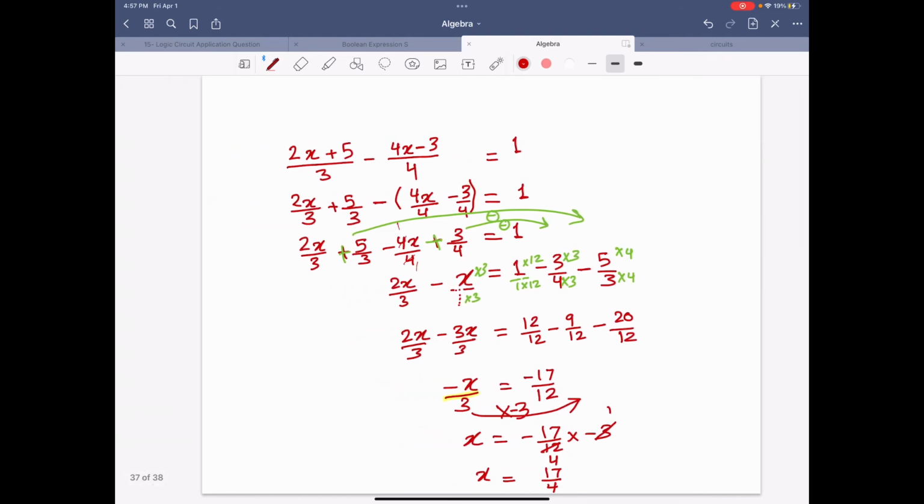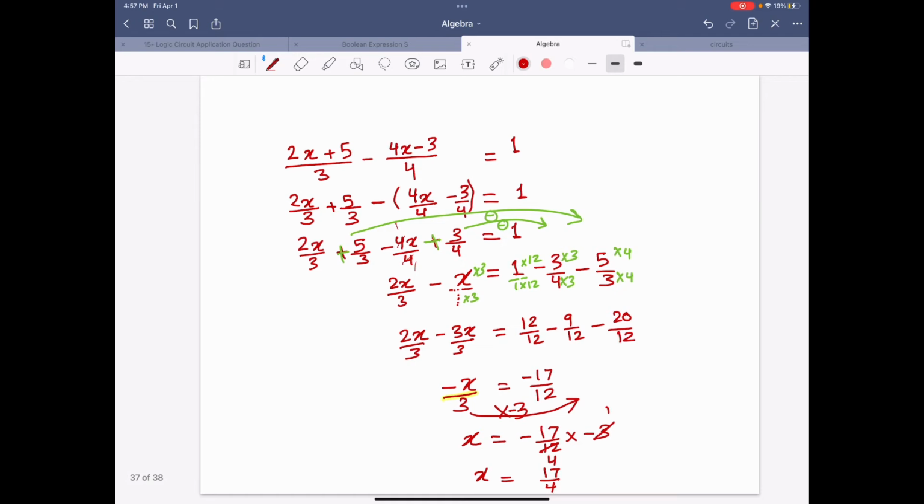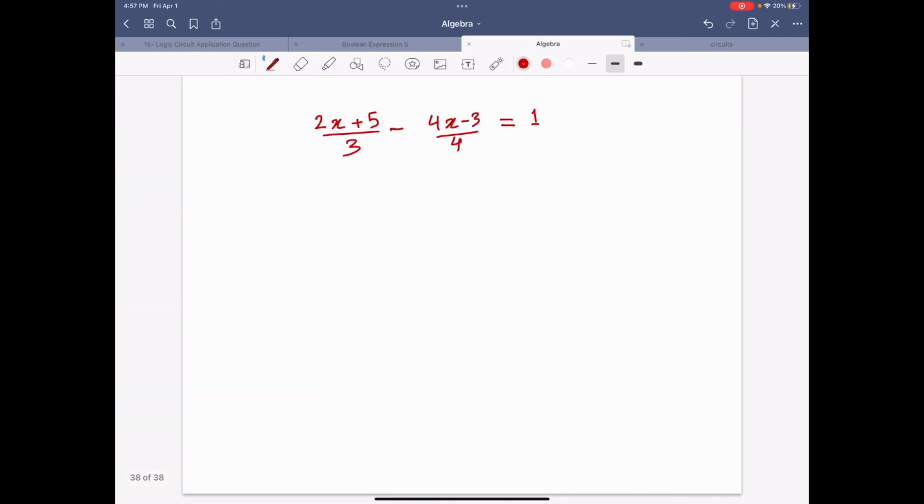All right, so let me show you the other way of doing it, and you might find that to be a bit easier, then you can stick with the other way of doing it. If we have fractions as parts of these expressions, then try to find the lowest common multiple that you can multiply each of these by in order to cancel those fractions.